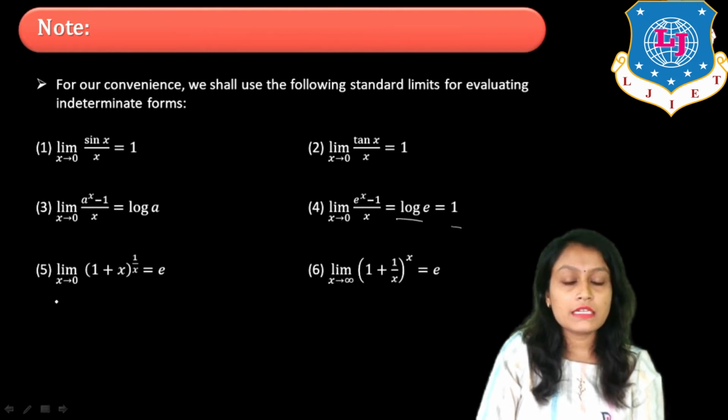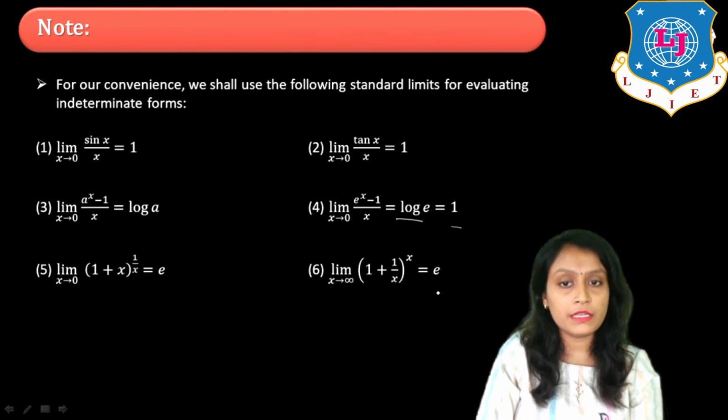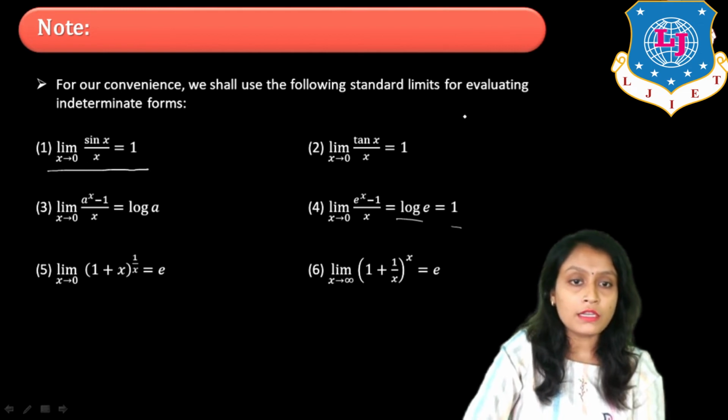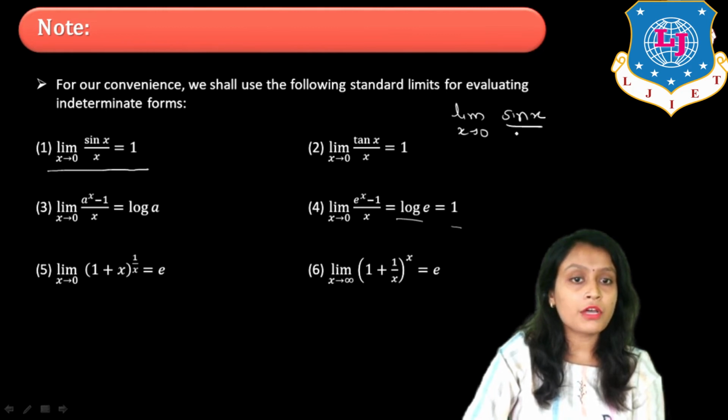Next, limit x tends to 0, (1 plus x) raised to 1 upon x is equal to e, and limit x tends to infinity, (1 plus 1 upon x) raised to x is equal to e. Okay, so these are the limits we will use in examples. So firstly we will prove this limit, that is limit x tends to 0 sin x upon x is equal to 1. Okay, so what is given, that is limit x tends to 0 sin x upon x.